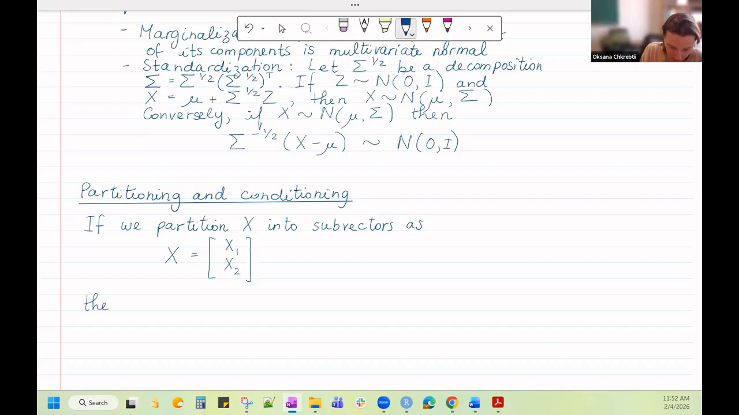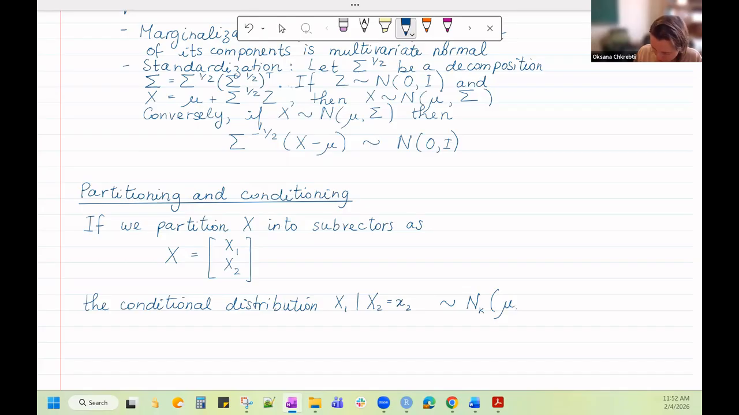Then the conditional distribution of x1, given that x2 is equal to some specific value, lowercase x2, will be multivariate normal with the following means: mu 1, conditioning symbol, 2, I'm going to define these in a second, and sigma 1, conditioning symbol 2, okay?